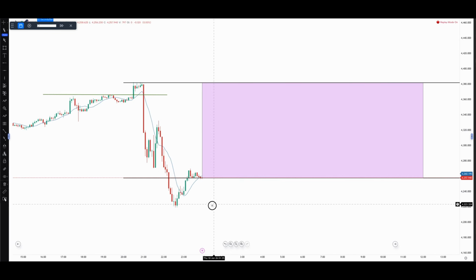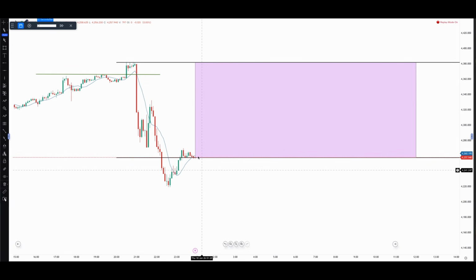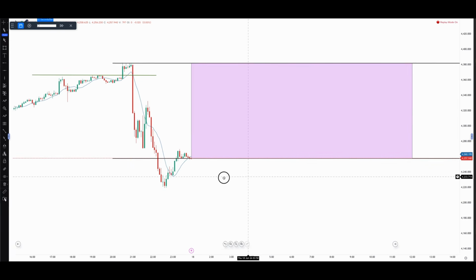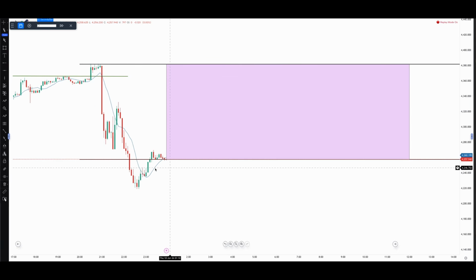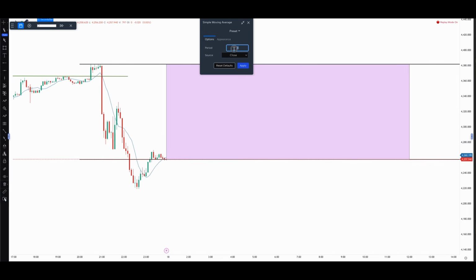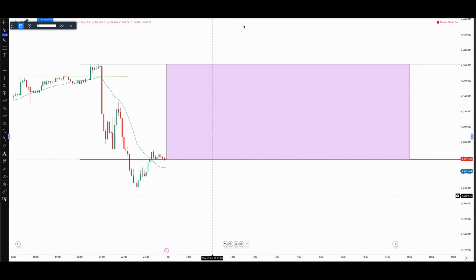So what we want to wait for now is for the market to come back inside here, and then we'll look for trades when the market breaks below the moving average here, right? So we can change this moving average to period 20 on the lower time frame, because here it's period 10. On the higher time frame it was period 20, but on the lower time frame its setting was at 10. So I need to change this to 20 so that it matches the higher time frame moving average.